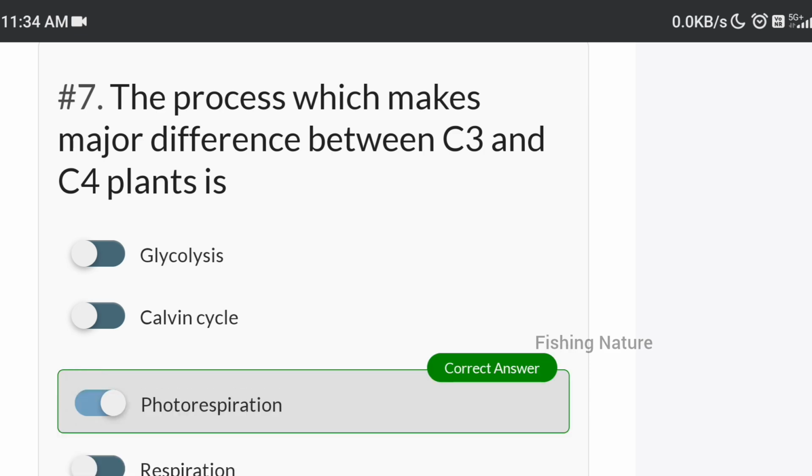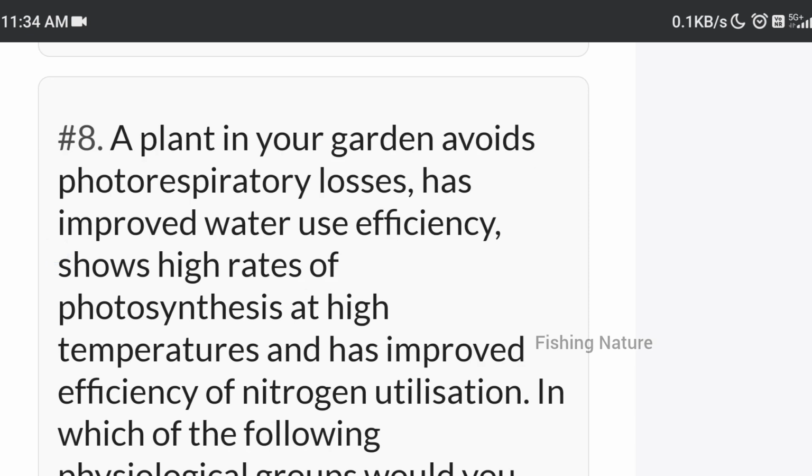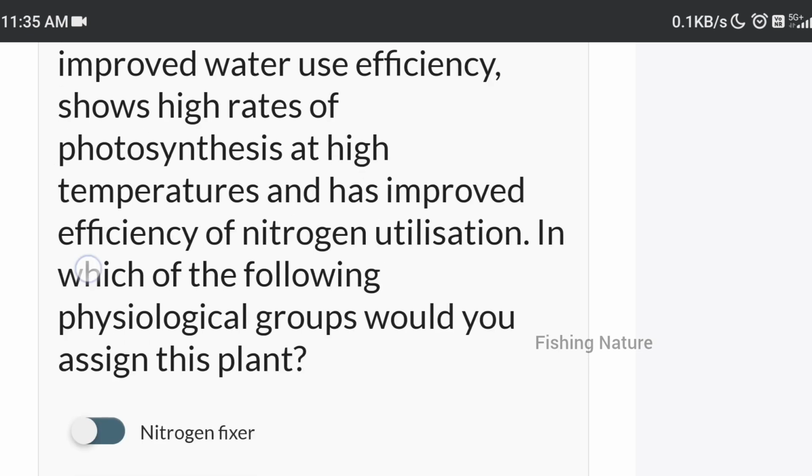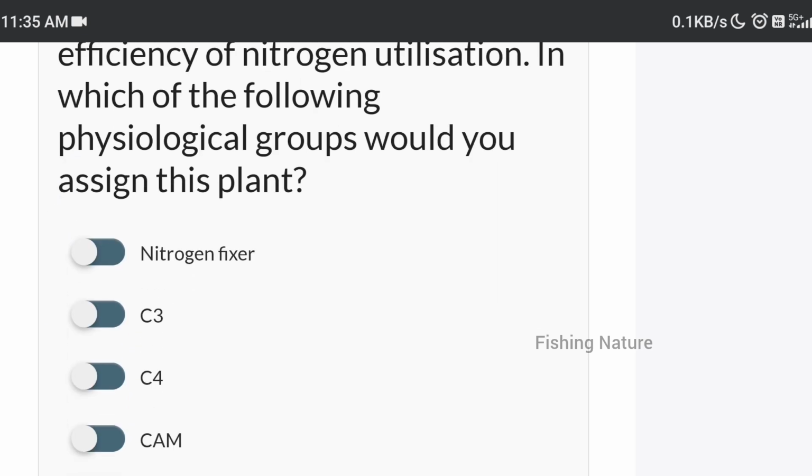It is photorespiration. A plant in your garden avoids photorespiratory losses, has improved water use efficiency, shows high rates of photosynthesis at high temperatures, and has improved efficiency of nitrogen utilization. Which of the following physiological groups would you assign this plant to? It is a nitrogen fixer, or C3, or C4, or CAM. Which is the correct option?